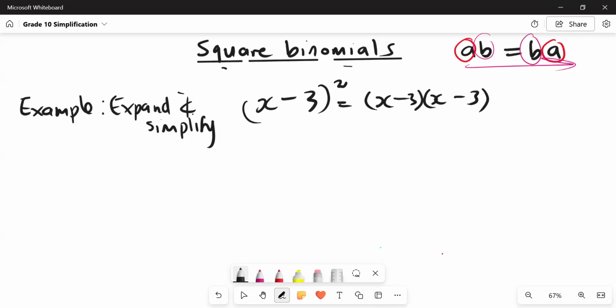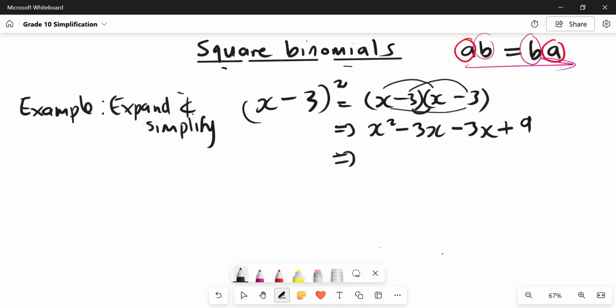When you apply the FOIL method, you multiply the first two, you get x squared, you multiply the outer ones, you get your minus 3x, inner ones, you get your minus 3x again, and then negative 3 and negative 3, you get your positive 9, right? And then this ends up giving us x squared minus 6x when collecting like terms, and then plus 9, right? There's another way which is quite simpler.